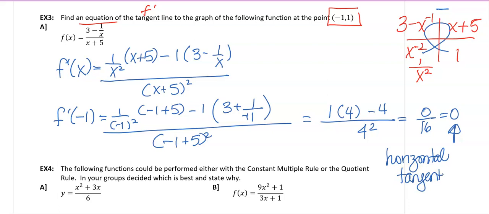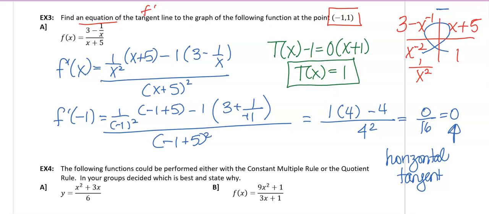Keep that in mind for later. So our slope is 0. Our point is 1. So now we can write our equation, which is t of x minus 1 equals 0 times x plus 1, or t of x equals 1. And there's your final answer.